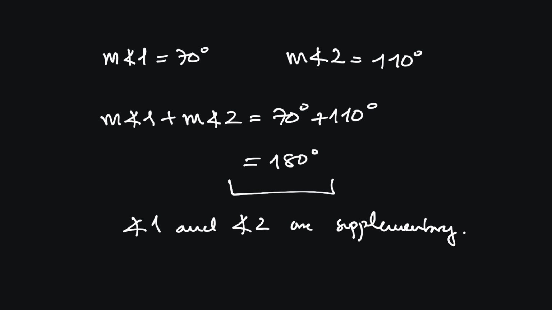So quick recap. If the sum of the measurements of two angles is 180, they are supplementary. If the sum of the measurements of two angles is 90 degrees, they are complementary. Okay? In another video, we're going to solve harder problems related to this.